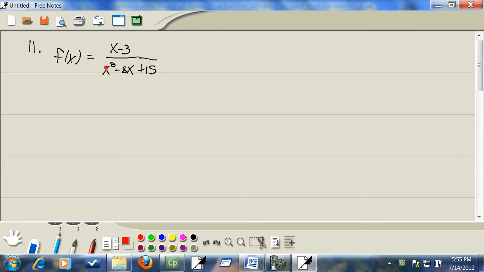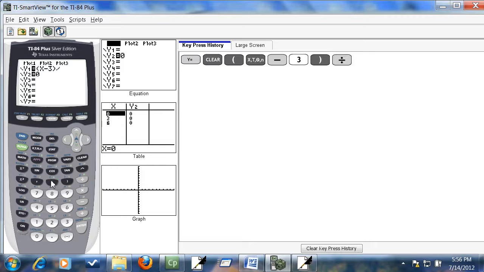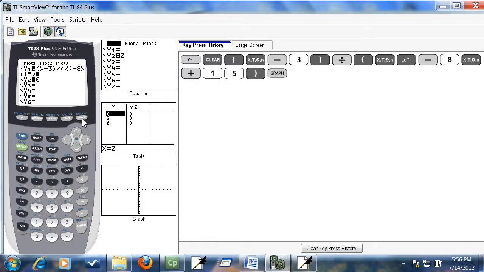Key to doing it on your calculator is if you have more than a single number or single variable on top or the bottom, you have to put parentheses on top and or bottom. So I'll put parentheses around the x minus 3 and parentheses around the bottom part when I plug it in my calculator. So come over here, press y equals, press clear our words on that line, beginning parentheses, x minus 3, closing parentheses, divided by beginning parentheses, x squared, minus 8x, plus 15. And then close parentheses, and then graph.